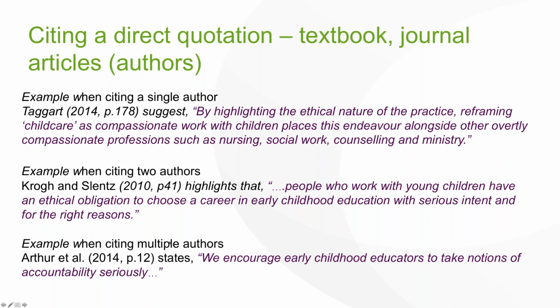And then if we have multiple authors, so if we have 3, 4, 5, 7, 8, 10, so we've got multiple people authoring the text, we use the first author's name only and then put et al, and that means Arthur and everybody else. And then we put the bracket, 2014, page 12, states, we encourage early childhood educators to take notions of accountability seriously. And you will notice here I put a dot, dot, dot, because I've actually cut the rest of that quote. All I'm trying to do is back up my answer in my assessment.